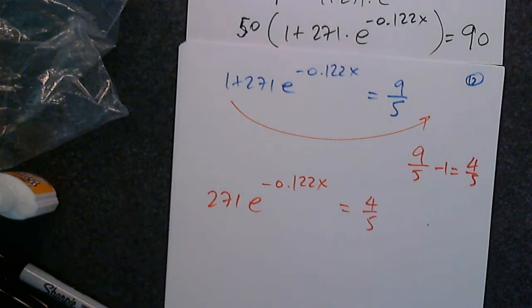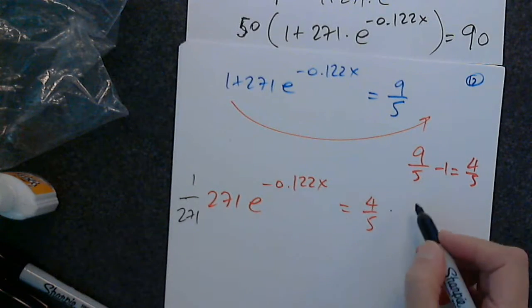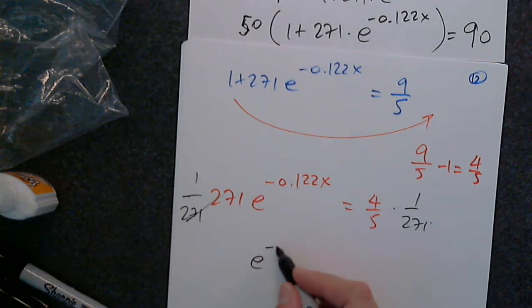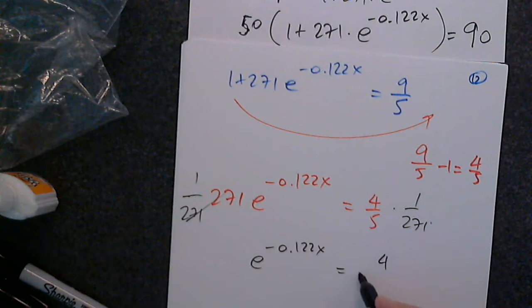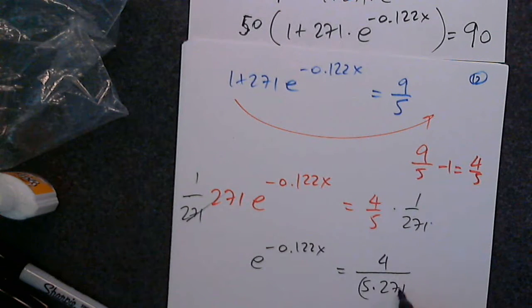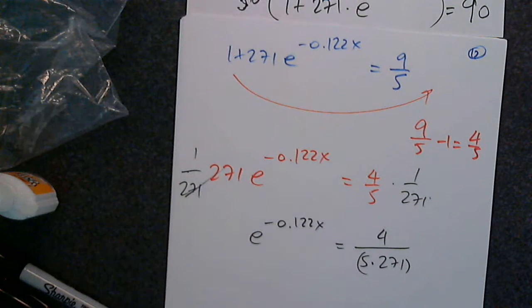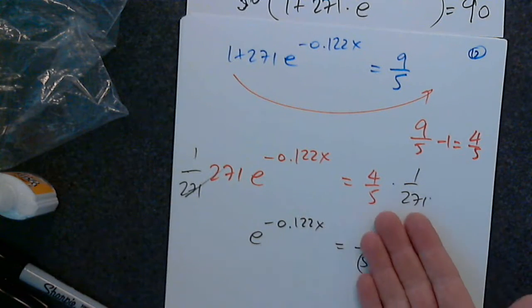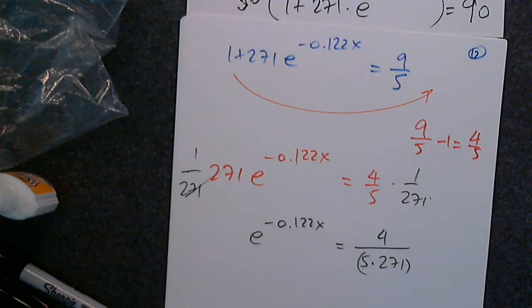One more step to clean it up. Divide both sides, or multiply both sides, by 1 over 271. These go away. So you have e to negative 0.122x equals 4 times... Do not perform any operation. We don't care about that product. You can leave it as is. You can multiply. There's nothing wrong. Now it's completely cleaned up. I have an exponential equation, e to a power that has the variable, and a number on the other side. What do I do next?